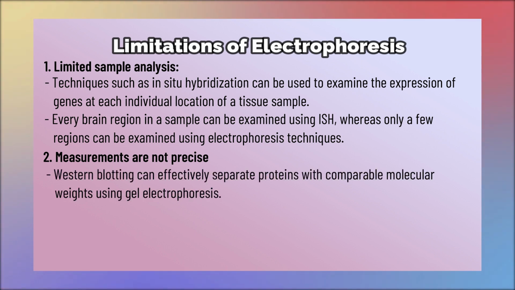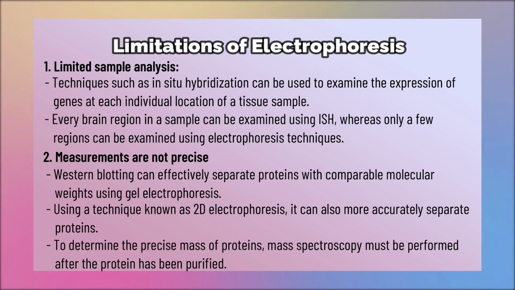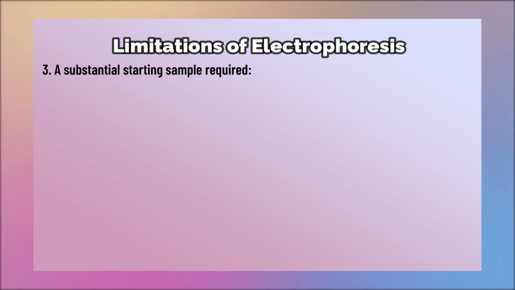Western blotting can effectively separate proteins with comparable molecular weight using gel electrophoresis. Using a technique known as 2D electrophoresis, it can also more accurately separate proteins. To determine the precise mass of proteins, mass spectroscopy must be performed after the protein has been purified. Number 3. A substantial starting sample required.